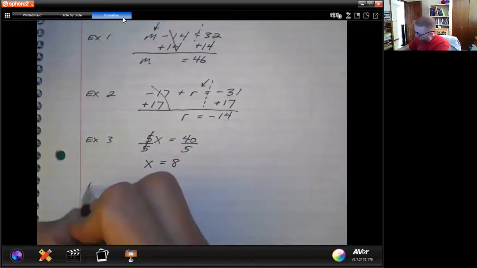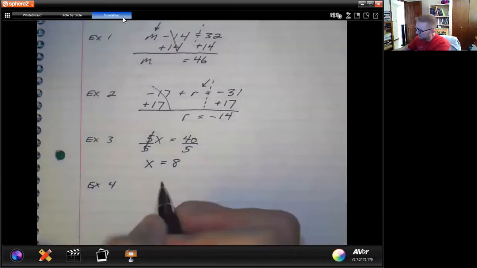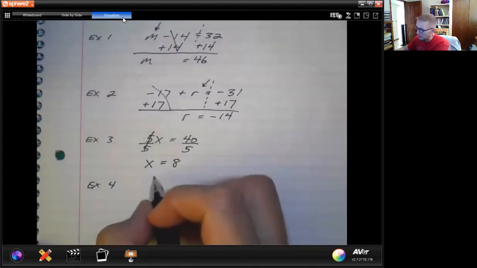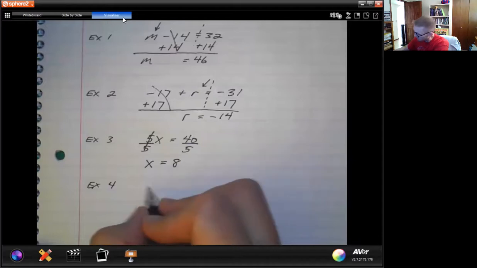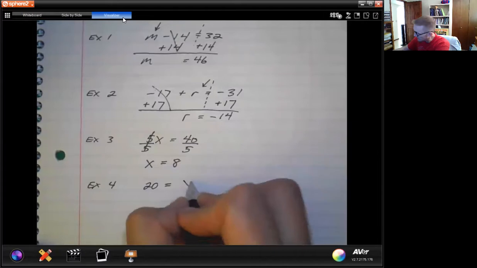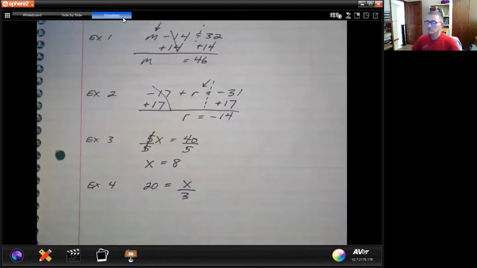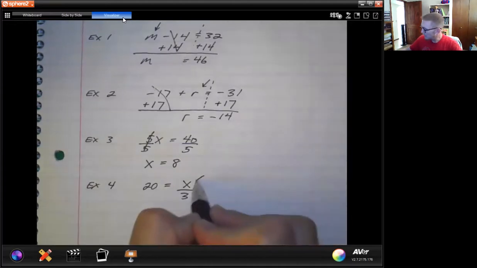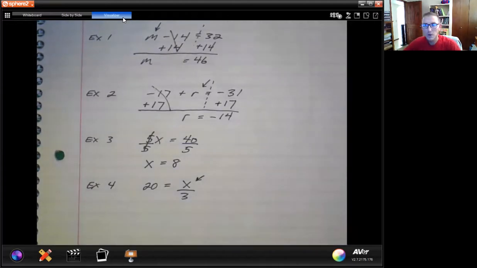I'm going to go with example 4 here. And let's go ahead and take a problem that looks like this. We're going to move things around on you a little bit. Let's make it 20 equals x over 3. I've now moved the x to the other side of the equals. That doesn't matter. My goal is still the same. It's to get x alone.